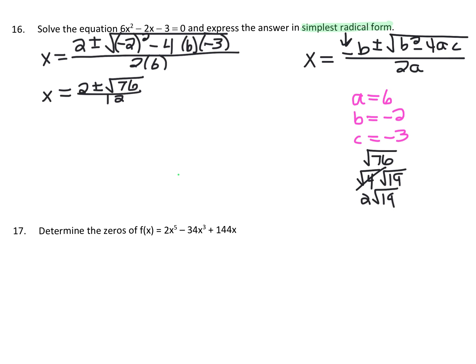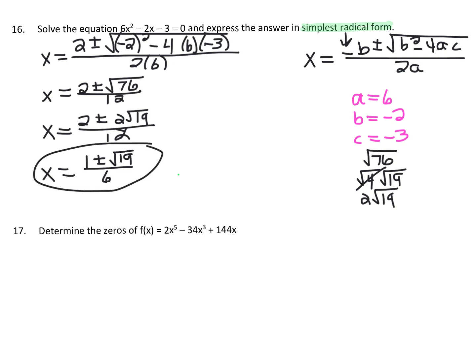So I'm going to go back to my original equation over here. x equals 2 plus and minus, and where I see the radical 76, I'm going to replace that with 2 radical 19, and that's going to be over 12. Now, that's a messy 12. We could look at all three of these numbers and say the biggest number that divides evenly into each of these is 2, so let's divide them by 2. When we do that, that leaves us with 1 plus and minus radical 19, over 12 divided by 2, which is 6. And that is our solution.